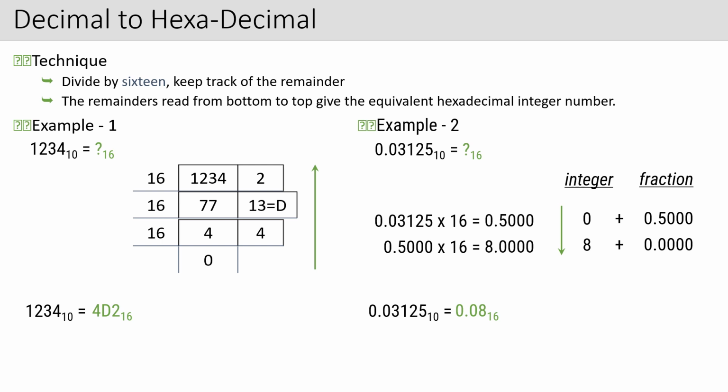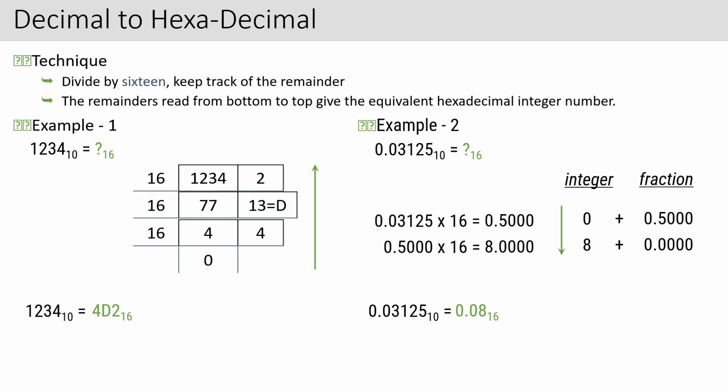Now I'm talking about fractional numbers. What you do? For decimal to binary, multiply by 2. Decimal to octal, multiply by 8. Decimal to hexa, multiply by 16. Go on multiplying until the fraction turns out to be 0. Stop when the fraction comes to 0, and then you take it. But here you have to write from the top to the bottom.